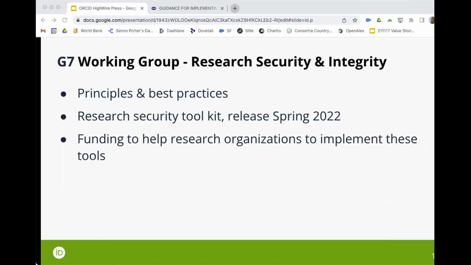Over the past year or two, the G7 has formed a working group to focus on research security and integrity. They're working towards developing shared principles and best practices. A research security toolkit is under development with an expected release date of spring 2022, so any day now. And they're working towards a funding model in order to help research organizations within the G7 to collectively meet these new expectations.